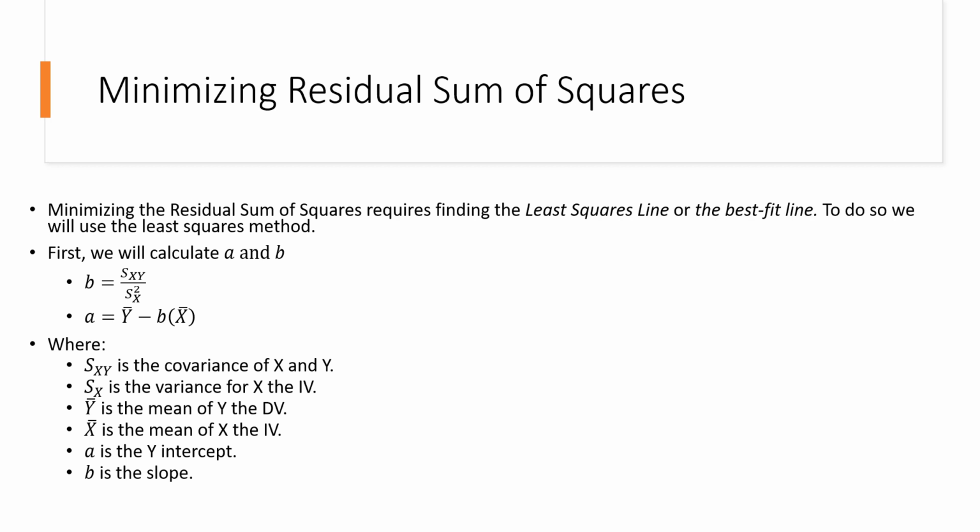Minimizing the residual sum of squares requires finding the least squares line, or the best fit line. To do so, we will use the least squares method. First, we will calculate a, our constant, and b, our slope.